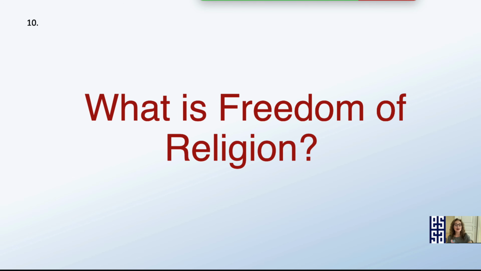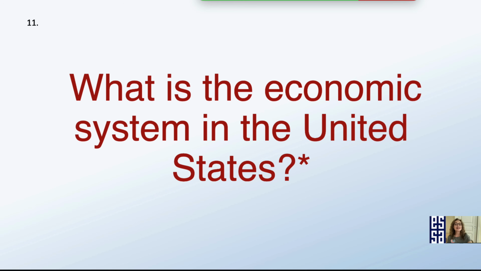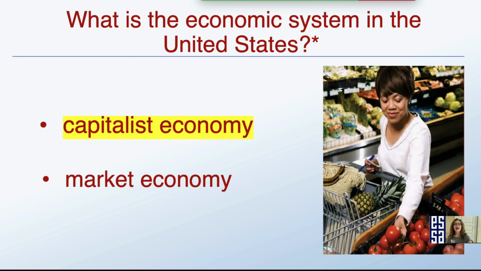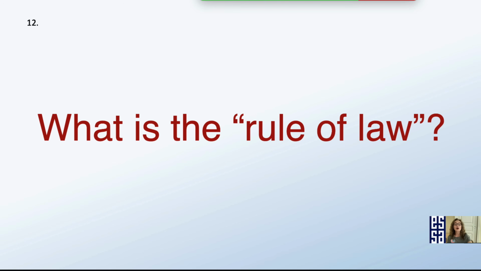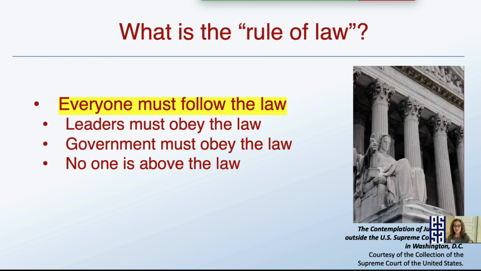What is freedom of religion? You can practice any religion or not practice a religion. What is the economic system in the United States? A capitalist economy. What is the rule of law? Everyone must follow the law.